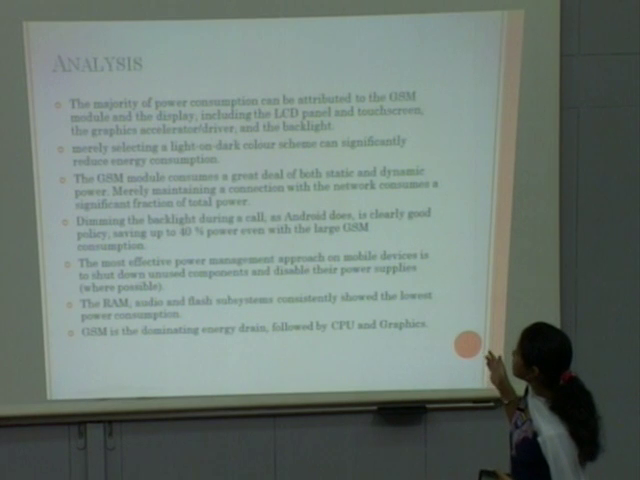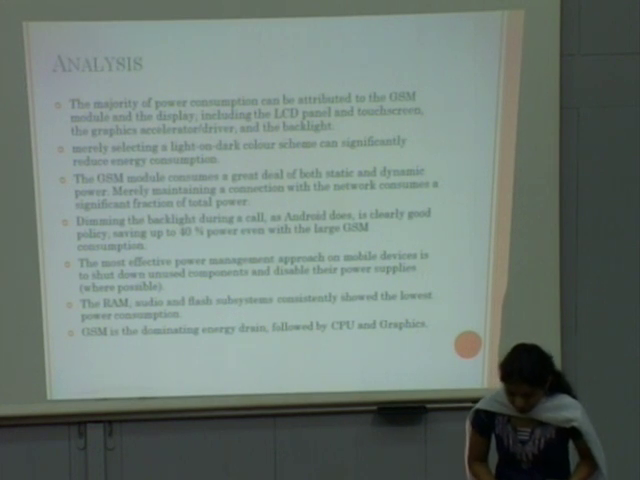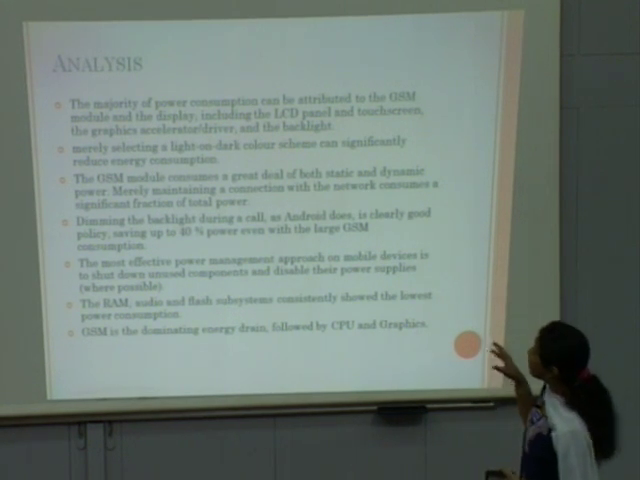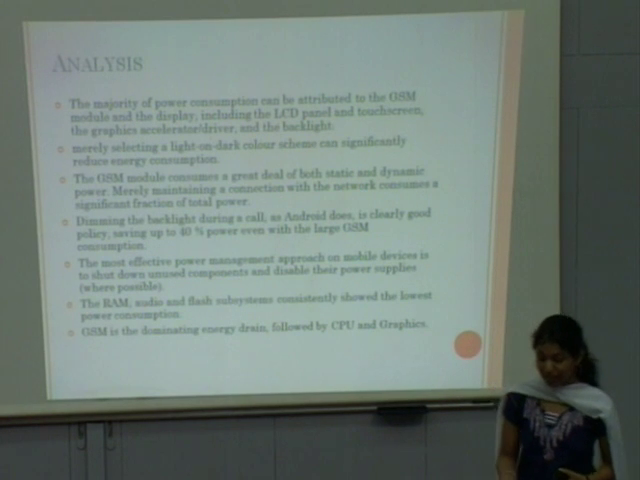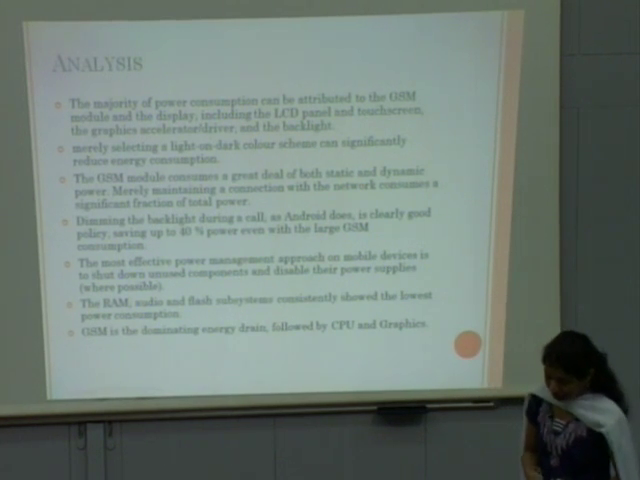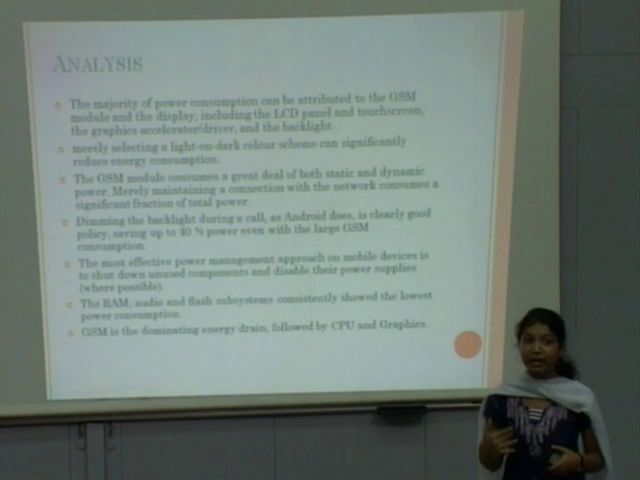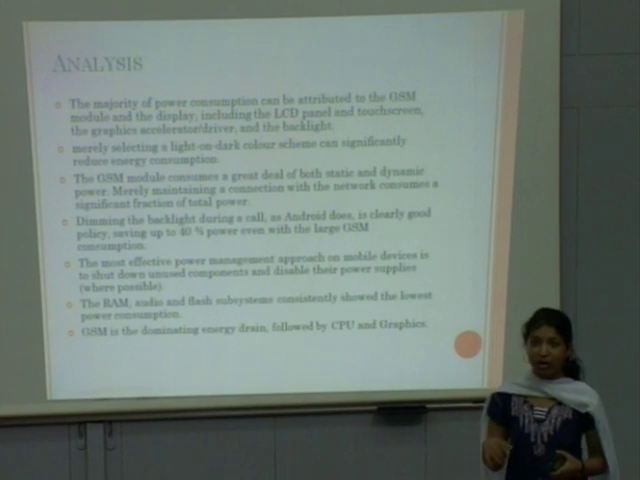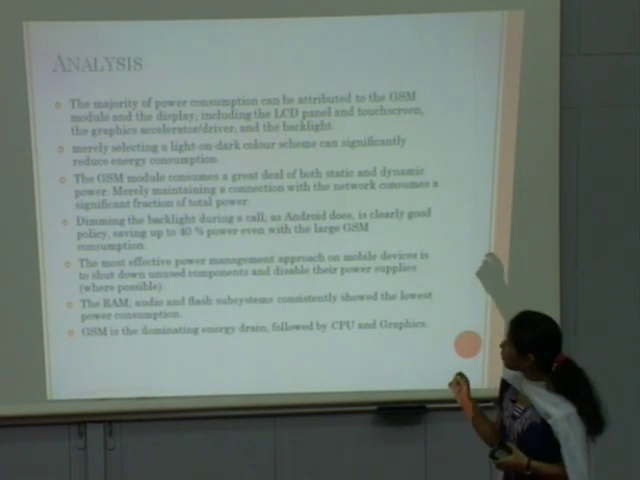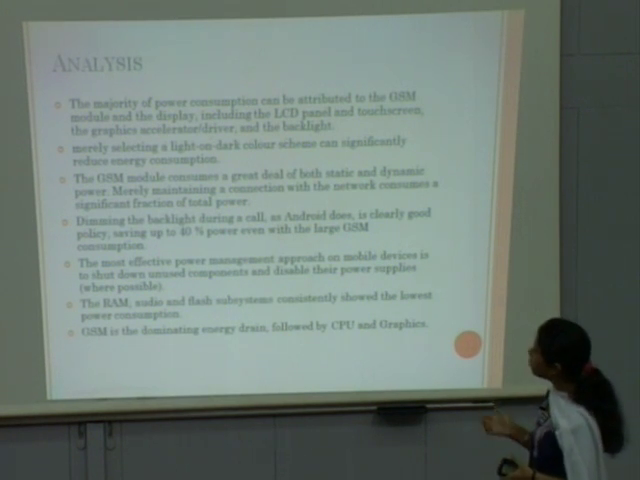So the majority of power consumption can be attributed to GSM and display. And also, selecting a light-on-dark color screen can significantly reduce the energy consumption. That was seen in the experiment done by this paper. Then the GSM module consumes both static and dynamic power. Static because it has to maintain the network connection, and dynamic if it is having some call or if you are browsing the net. And also dimming the backlight, as Android does, can save power up to 40%.